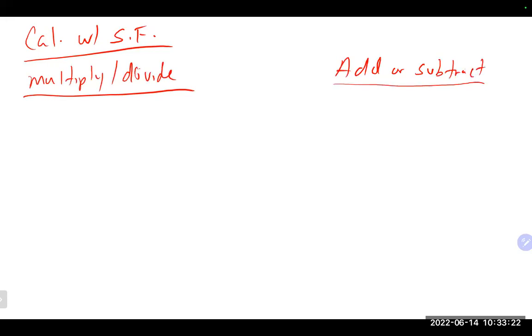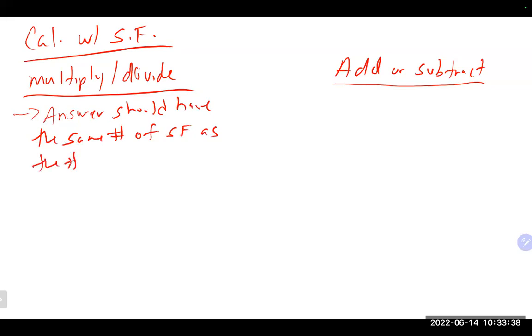So if we are doing any type of operation where we're multiplying or dividing, the answer should have the same number of sig figs as the number with the least number of significant figures. So the guy with the worst number of significant figures is frankly your worst measurement. So your calculation is only as good as your worst measurement. It's kind of like the weakest link, right? You're only as good as your weakest link. So your worst measurement is as good as your calculation is going to get.